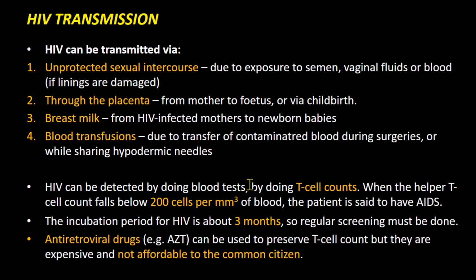HIV can be detected by doing blood tests or by doing T lymphocyte cell counts. So when the helper T cell count falls below 200 cells per millimeter cubed of blood, the patient is said to have AIDS. The incubation period for HIV is about 3 months, so regular screening must be done. And antiretroviral drugs, for example AZT, can be used to preserve T cell count, but they are expensive and not really affordable to the common citizen.